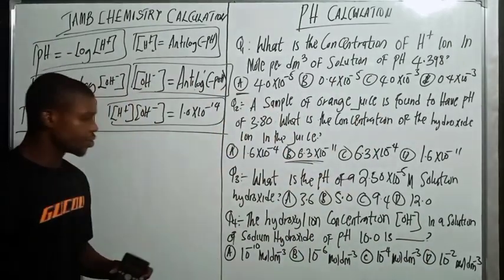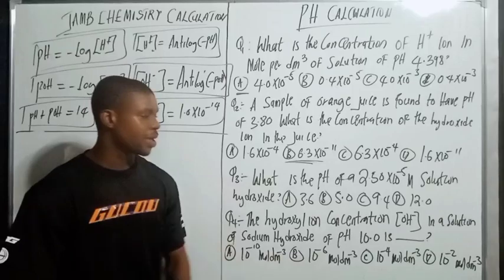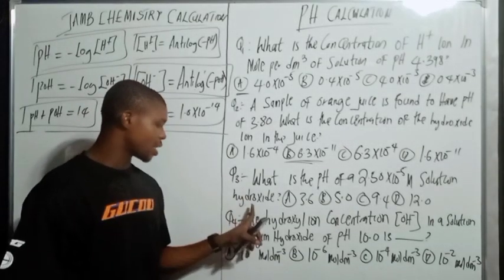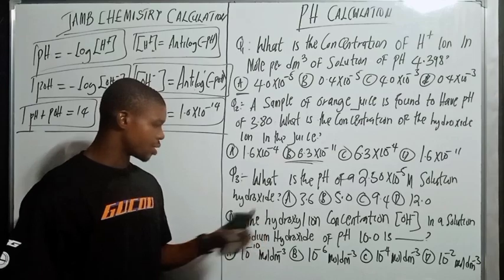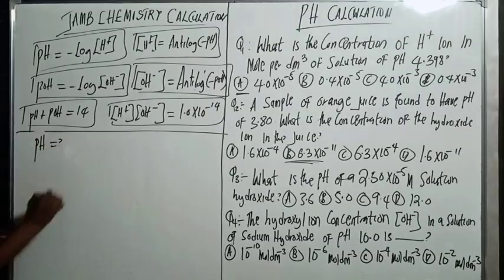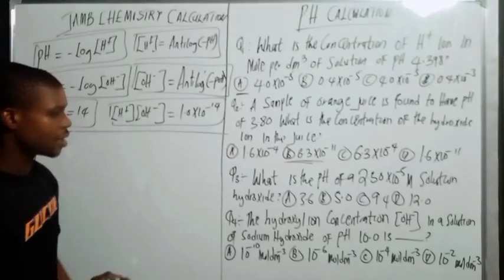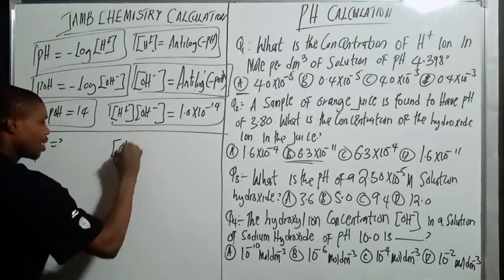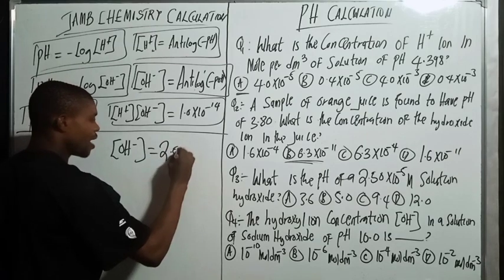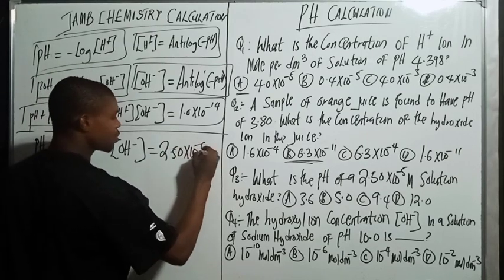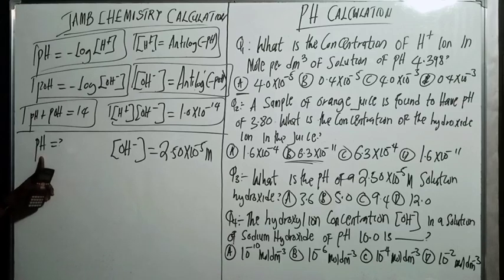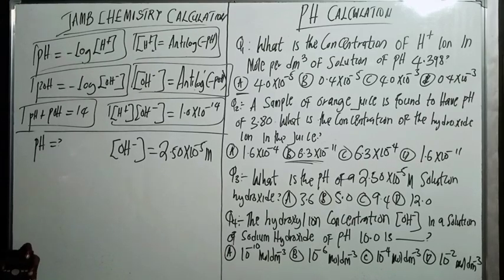Okay, now let's look at question 2. What is the pH of a 2.50 exponential minus 5 molar solution of hydroxide ion? Do you understand? So they're asking for pH, right? Now they gave us the concentration of hydroxide ion. So here we have OH minus equals 2.50 exponential minus 5 molarity. So how do I get my pH?